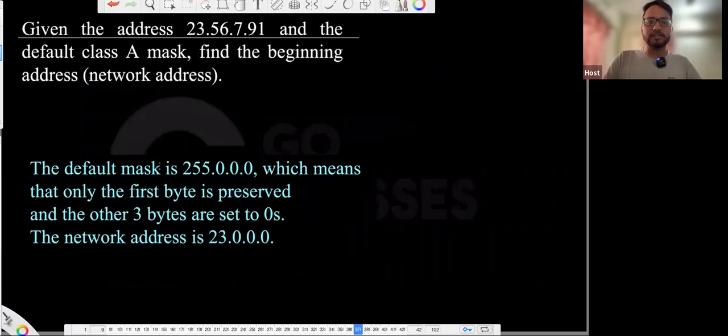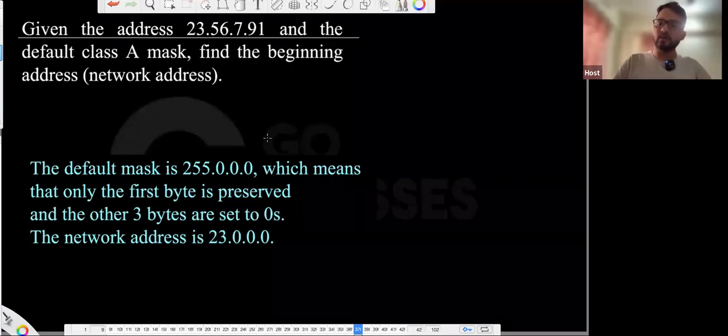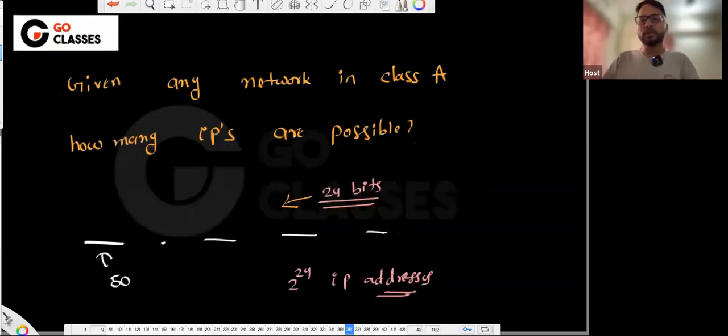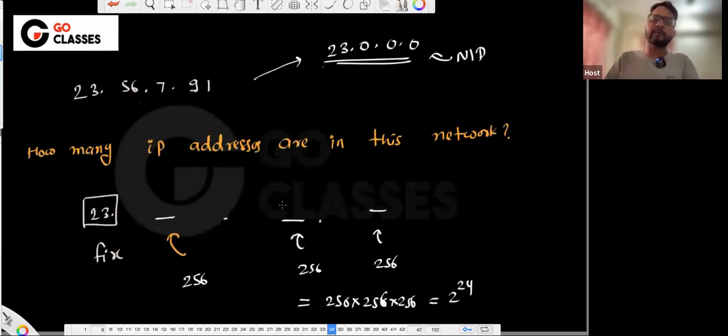Now, let's suppose they are asking about the mask. Mask is telling you how many bits are fixed. For the network ID, you keep all bits as 1. Corresponding to the host ID, you keep all bits as 0. That's how you calculate the mask. So suppose I ask you what is the network mask or subnet mask, it doesn't matter. Either you call it network mask or subnet mask, since a subnet is also a network.